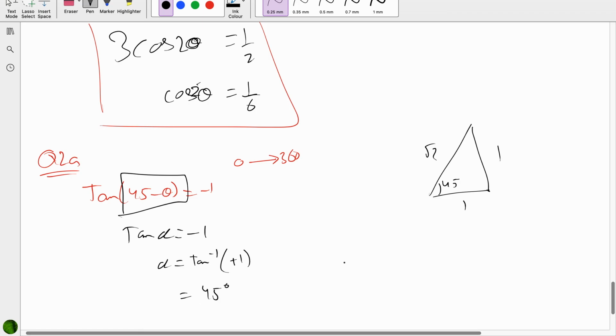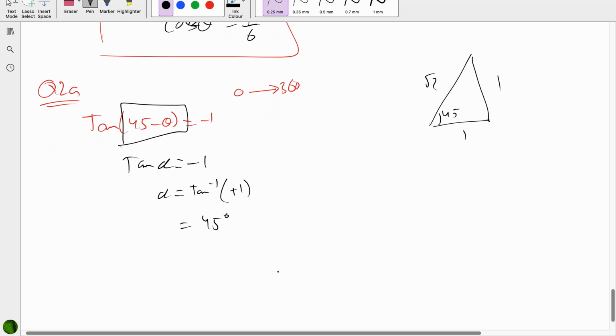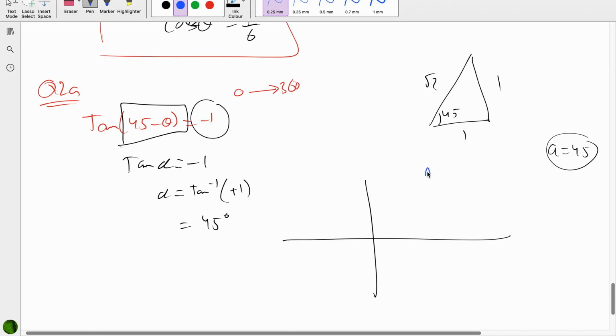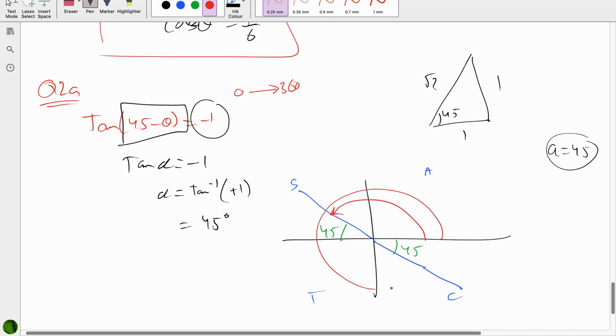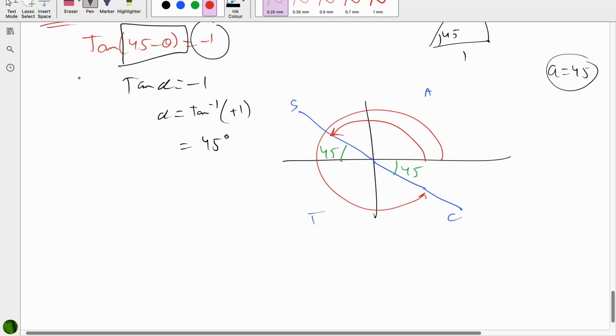Alpha we call the basic angle. Now the basic angle is 45, first thing. Alpha is equal to 45. Second thing, we know that it is negative. And adding sugar to coffee, we know where it would be negative is second and fourth quadrant. So for second and fourth, we already know the basic angle, which is 45 each. And from 0 to 360, there are two answers, 1 and 2.